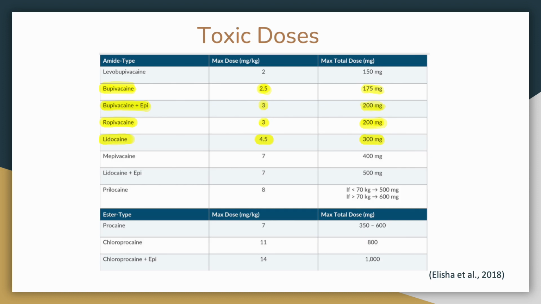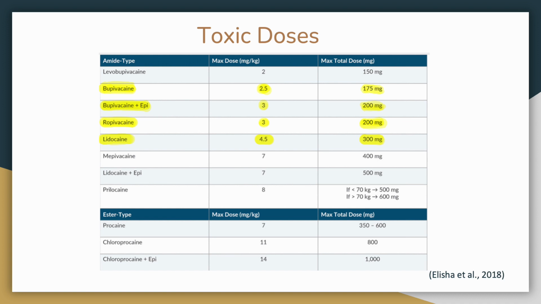Here is a chart that displays toxic doses of local anesthetics. Feel free to pause the video and screenshot this for clinical use. Common local anesthetics max doses that may be beneficial to commit to memory are bupivacaine of 2.5 milligrams per kilogram with a max total dose of 175 milligrams.